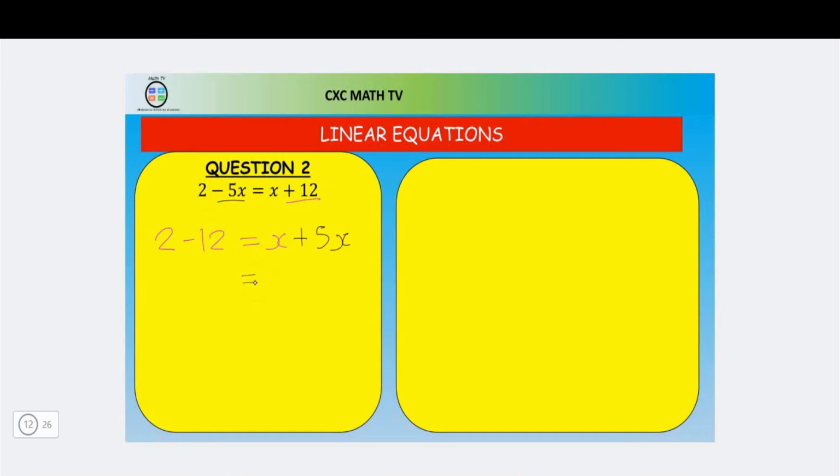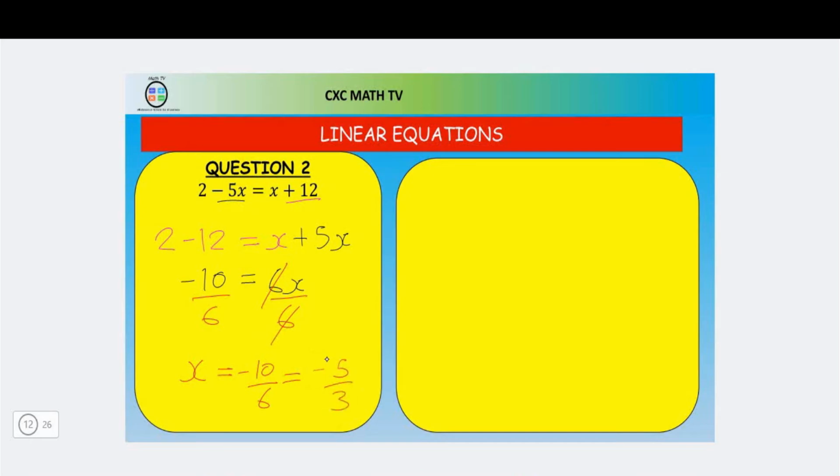Now x plus 5x is 6x. 2 minus 12 is negative 10. Now what do we need to do? We need to now get x to be the subject. So we're going to divide both sides by the coefficient of x, which is 6. This would cancel. So now we have x is equal to negative 10 over 6. And you can simplify that as negative 5 over 3.